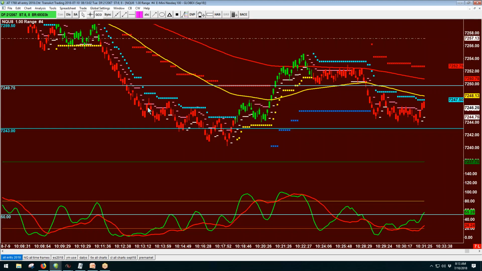So looking at the 4-range, that's right in the area here. So we're looking at what price is going to do as it gets to support. Now remember, if this is the first test of this area for the day, you want to be cautious because we don't know it's going to hold there yet.